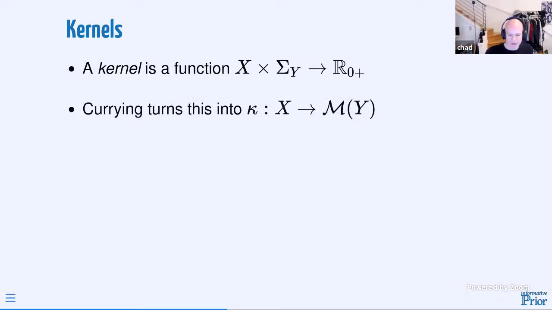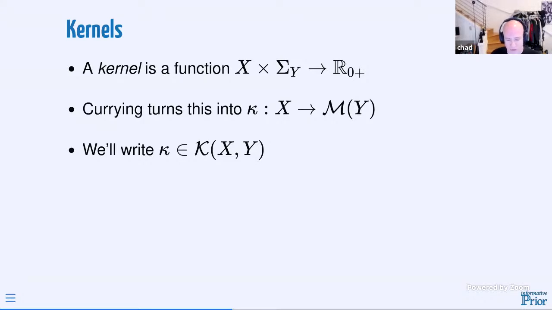But for our purposes, I think it simplifies things a lot. If you look at a curried version, so if you curry this and treat this as a function only of the first value, if I give it an X, the result is a function from sigma Y to R0 plus. And that function is itself a measure. So we can treat this whole thing as a function from X to measures over Y. And we can also write for this, kappa is in KXY.